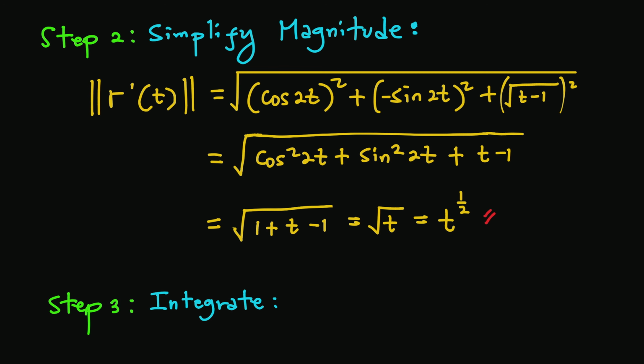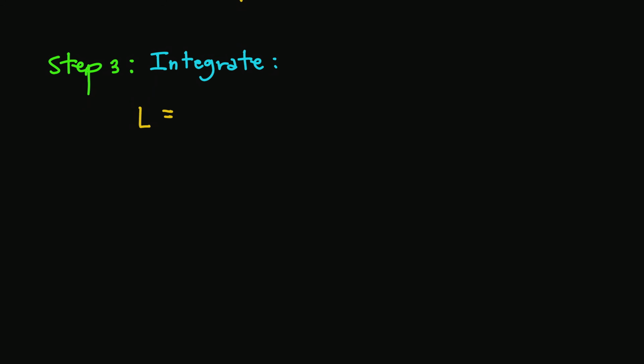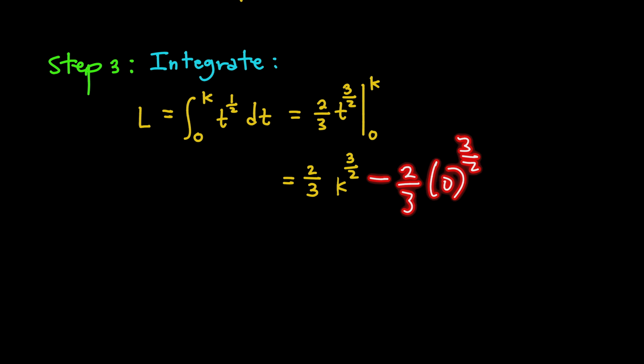So step 3, you have to integrate. L is equal to the integral from 0 to k, since you need to find k here, and then the input is t to the 1 half. That's the magnitude of r prime of t. To integrate this one, do your integration as usual. This gives you this simplification. So substitute k for t. That's why you will have this one. And then you subtract 2 over 3 times 0 raised to 3 over 2. And this one vanishes to 0.